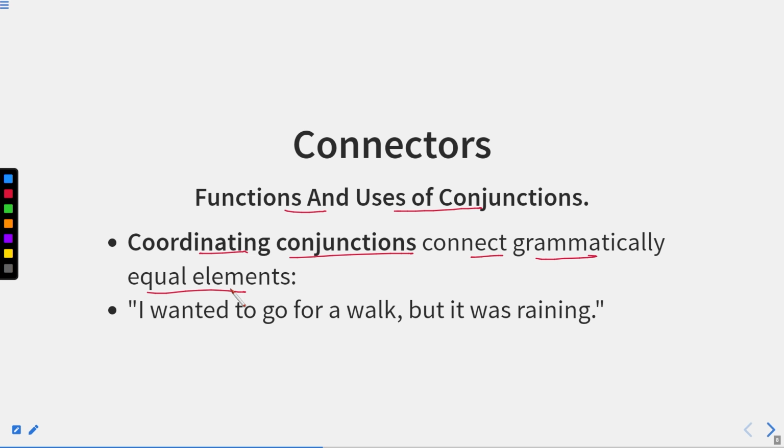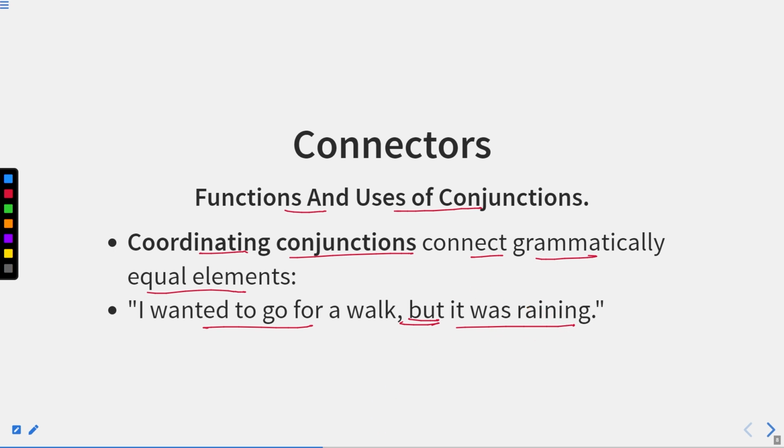When we join such two sentences together, the conjunctions that we are using are coordinating conjunctions. I wanted to go for a walk. Now, this is one sentence. It was raining. This is another sentence, and these are two separate sentences. Okay. I wanted to go for a walk. This can be said by anyone, but it was raining. This is another situation, but we can join these two sentences together with the help of but. I wanted to go for a walk, but it was raining.